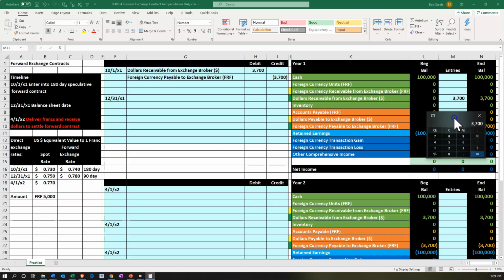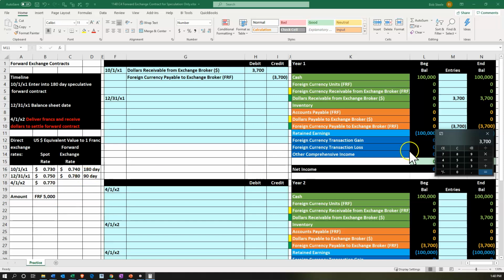Easy to account for. Down here, this is the one that's going to change because we're going to make a payment in francs. We're paying that 5,000 francs at the end of this, which represents $3,700 due to this forward exchange rate at this point in time. That will then change. That's the varying factor within the speculation that we're doing here.